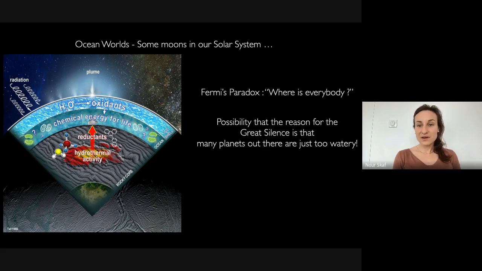And then the Fermi paradox: where is everybody? One possibility is that the reason for the great silence is that there are just too many planets out there that are too watery. In some cases, we could believe that would be very suitable for life, and in other cases, that life maybe needs some other things.